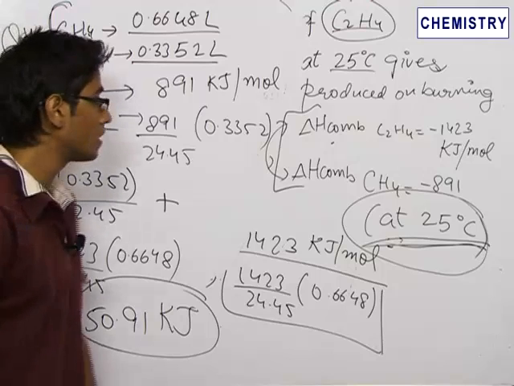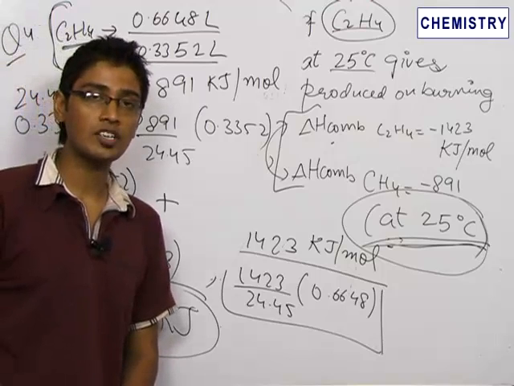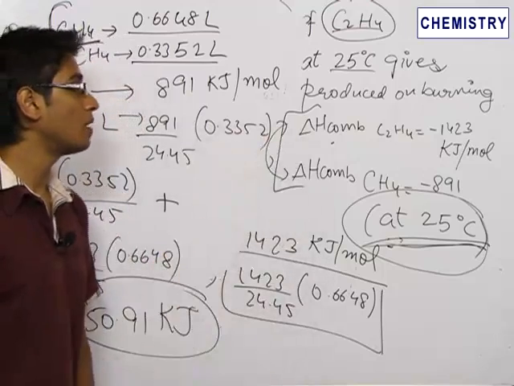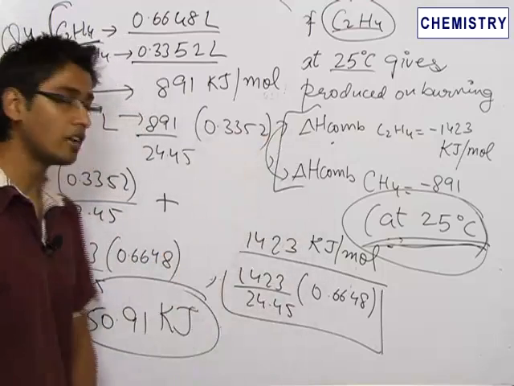Hence the final answer is total enthalpy of combustion of the 1 liter sample produced is equal to 50.91 kilojoules.